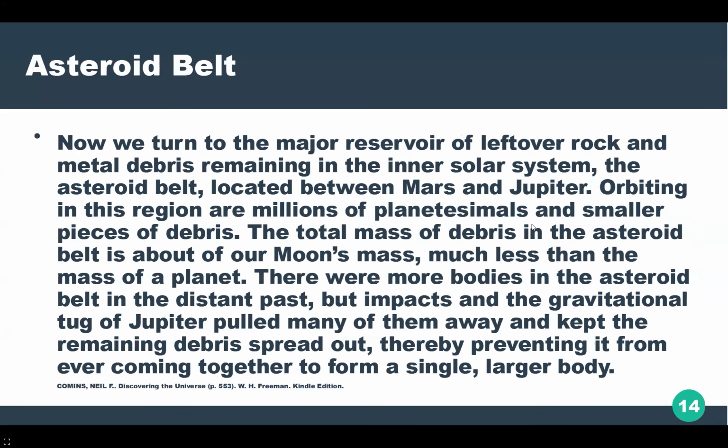Now we turn to the major reservoir of leftover rock and metal debris remaining from the inner solar system, the asteroid belt. Located between Mars and Jupiter, orbiting in this region are millions of planetesimals and smaller pieces of debris. The total mass of debris in the asteroid belt is about that of our moon's mass, much less than the mass of a planet. But there were more bodies in the asteroid belt in the distant past, but impacts and the gravitational tug of Jupiter pulled many of them away and kept the remaining debris spread out, thereby preventing it from ever coming close to forming a single larger body.